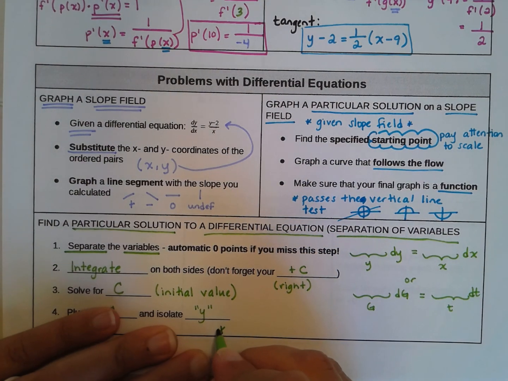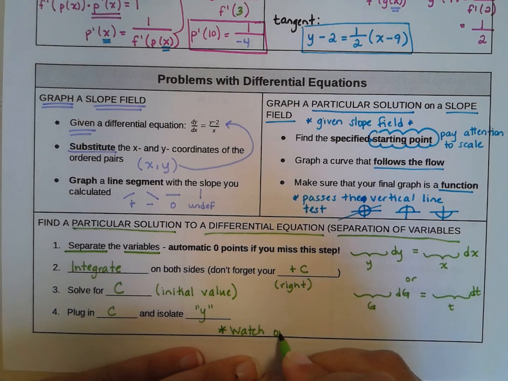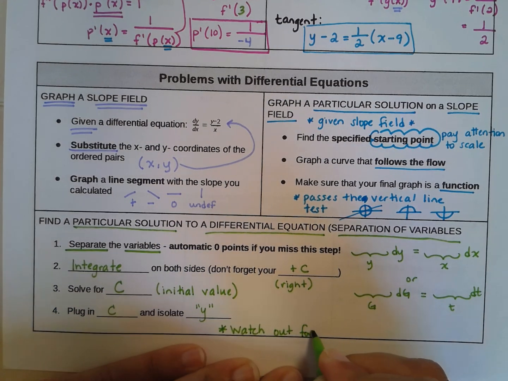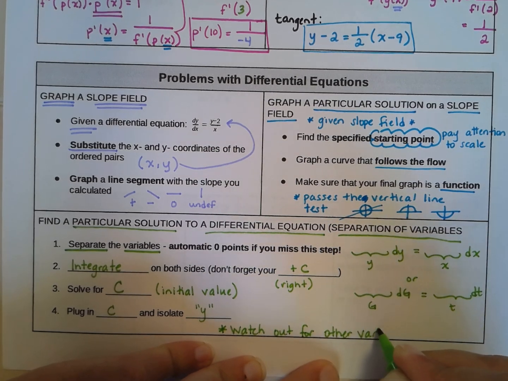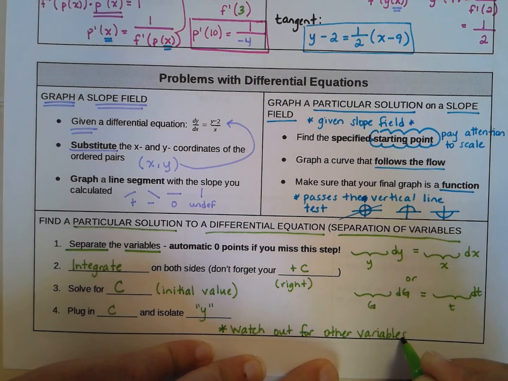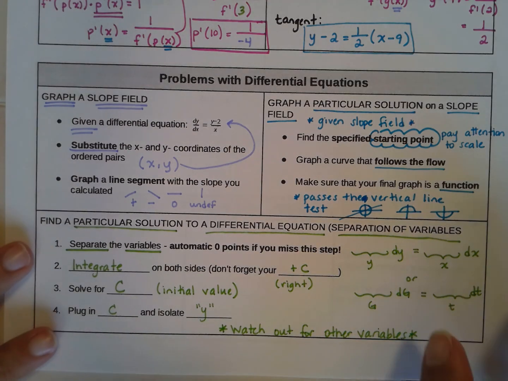Really, the biggest issue here is to watch out for other variables. If you take the AP test and you do not separate the variables and do antiderivatives and find your C, if you don't do this process at least once, you missed it. It's been on every AP test I've ever seen. So watch for it, look for it, and have it in mind while you're working.